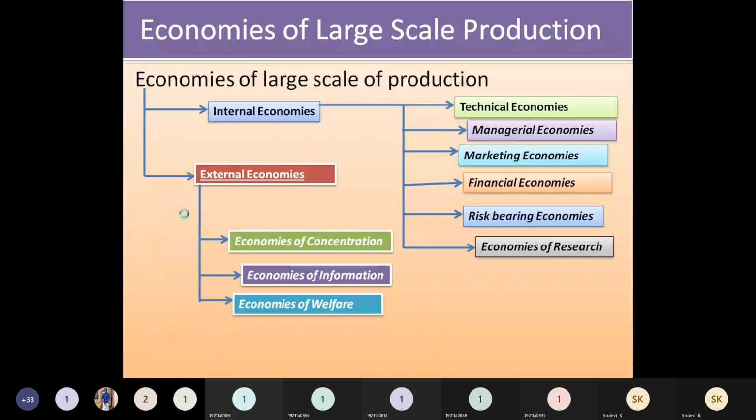So what are the advantages that you are going to come across technically? Can anyone say what technical advantages a company can have if they are going to produce in large quantity of production? Large quantity can be produced by a big company, no? So what technical advantages will it have?